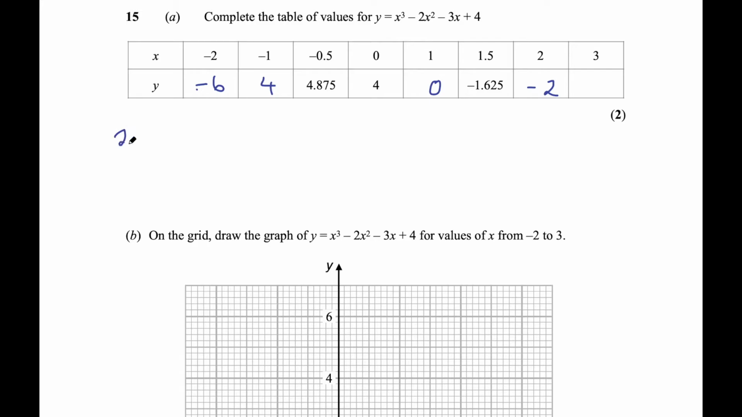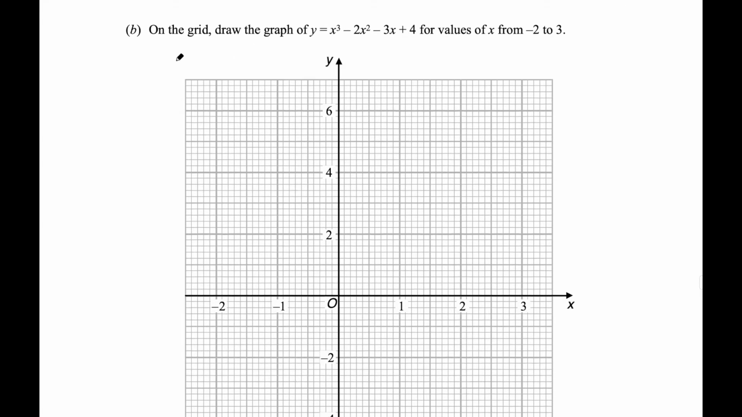3 cubed is 27, 3 squared is 9, times 2 is -18, 3 times 3 is 9, so -9 plus 4. Then I have 27 take 18 is 9, take 9, they would all cancel out, then I'd just be left with positive 4 there on the end. Okay, so that's your table of values for 2 marks.